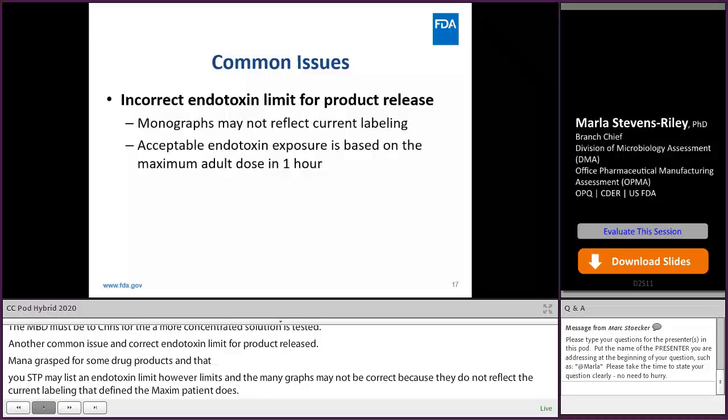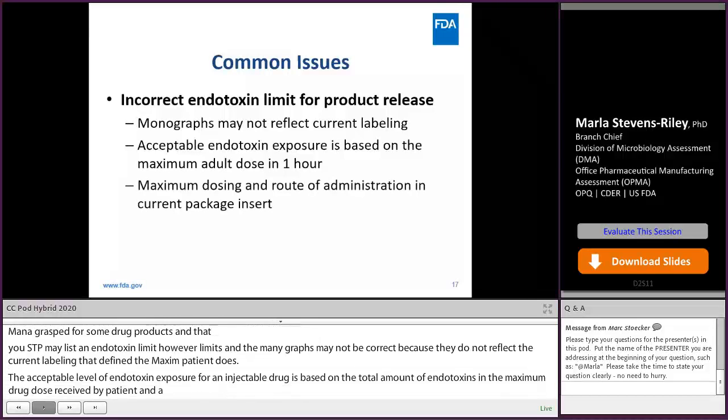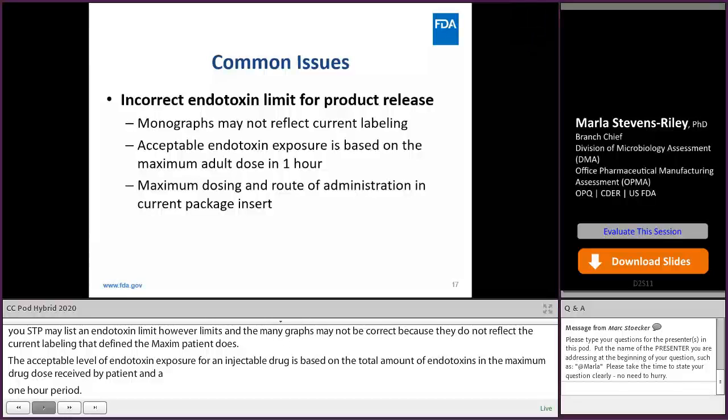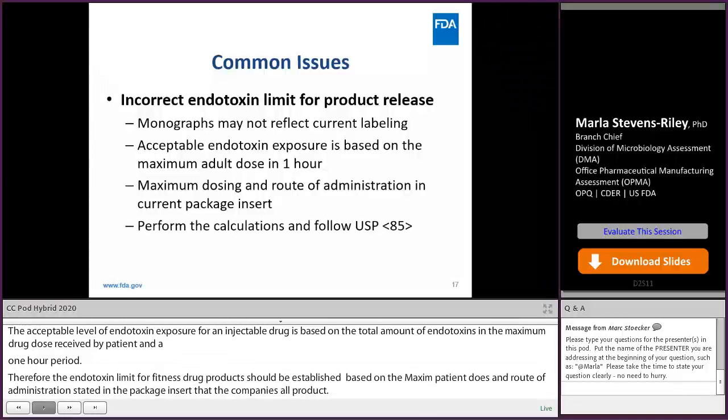Therefore, the endotoxin limit for a finished drug product should be established based on the maximum patient dose and route of administration stated in the package insert that accompanies all products. It is essential that you perform calculations to determine the allowable endotoxin specification for your product and use USP 85 as a guide.